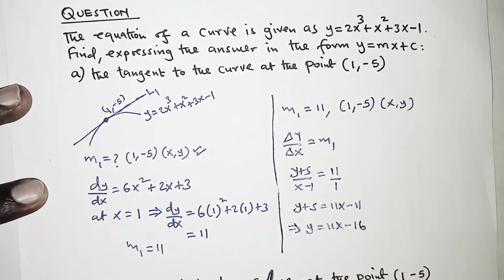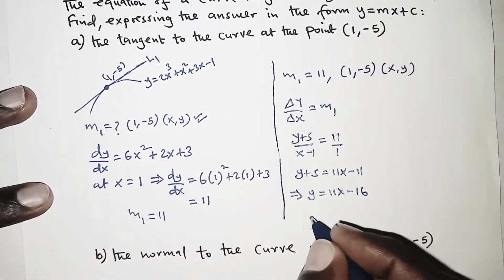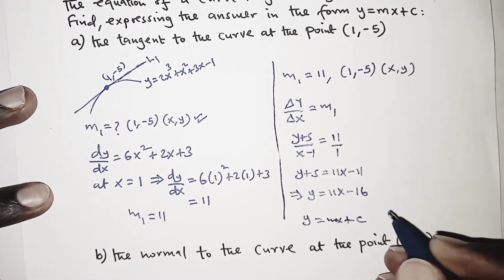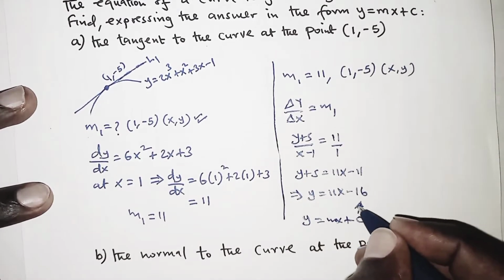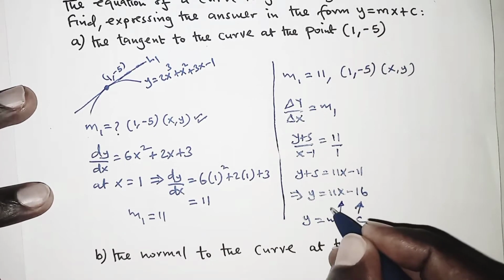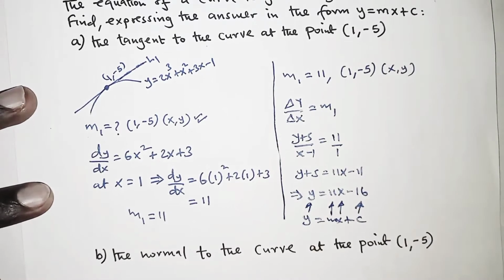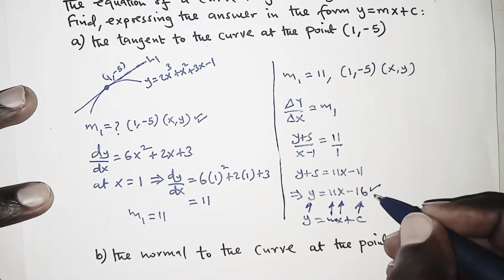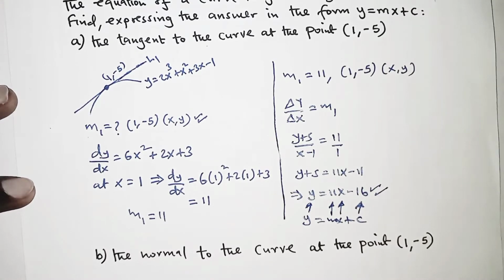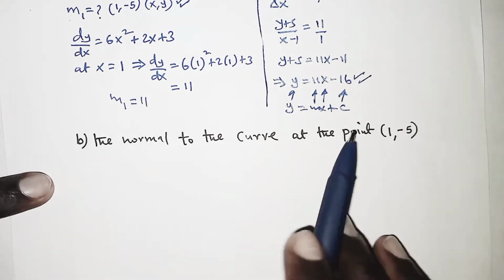We need to note that here it's already in the form y = mx + c, where c will be −16, x corresponds to x, m is 11, and y corresponds to y. So this is the equation we're looking for. Next, we're going to get the equation of the normal at the same point.